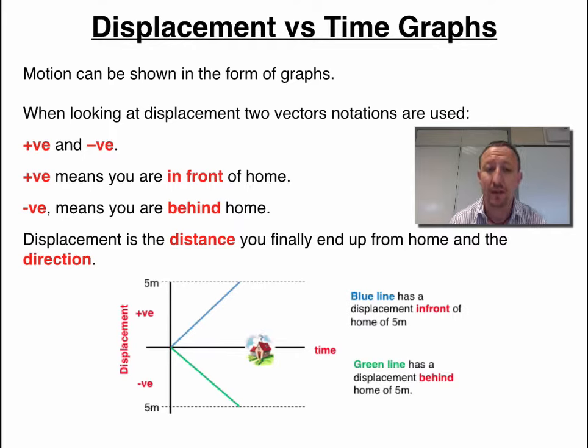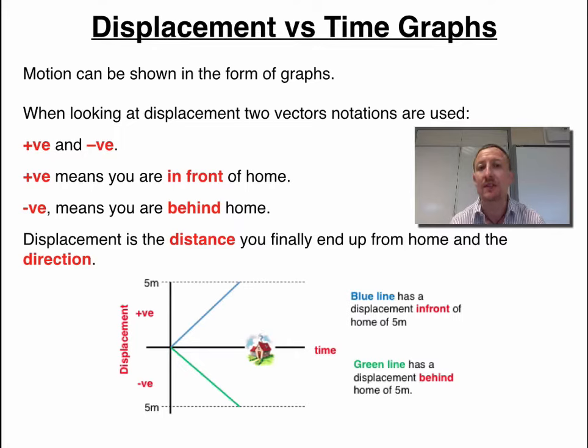Now let's have a look at the green line. Well, the green line goes exactly the same distance, but its displacement is different to the blue line. Why is that? Well, the green line finishes in the negative segment, below the x-axis line. This means it's behind home. So the blue line shows us that we're 5 meters in front of home. The green line shows us that we're 5 meters behind home. So hopefully you can see that, depending where the line is, it's going to give us a different piece of information, and we will be starting or finishing at a different place if we use the blue line or the green line, even though the distance that we travel is the same.